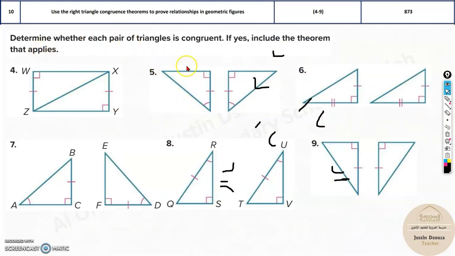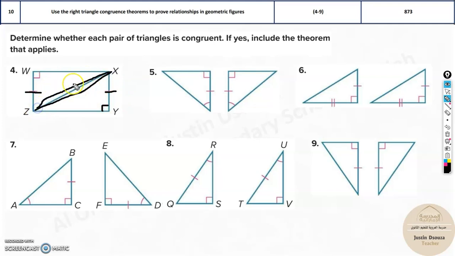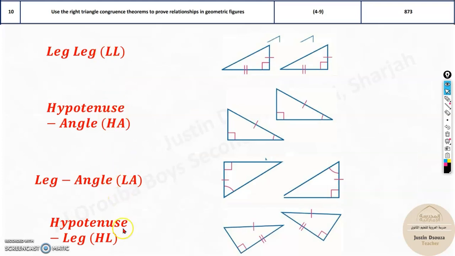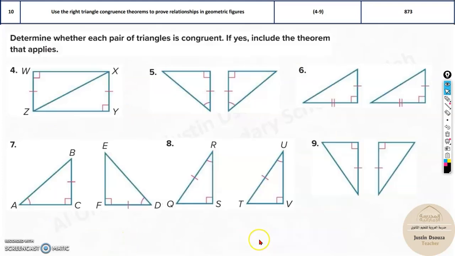So these are the theorems which you must remember, and now they're asking us whether each of these are congruent, and if yes, which congruency. Let's look at this. We have 90 degrees over here, we have a leg that is equal, they have given. And from the reflexive property, it's the same line, so the hypotenuse is the same. So it is hypotenuse and leg, written as HL. So yes, they are congruent because of hypotenuse-leg congruency.